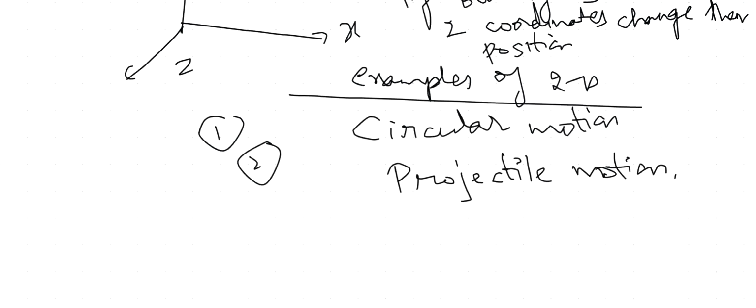Now let us try to understand. Circular motion is an example of two-dimensional motion because the object moves both in the x coordinate as well as the y coordinate. Now I am going to explain what is projectile motion.